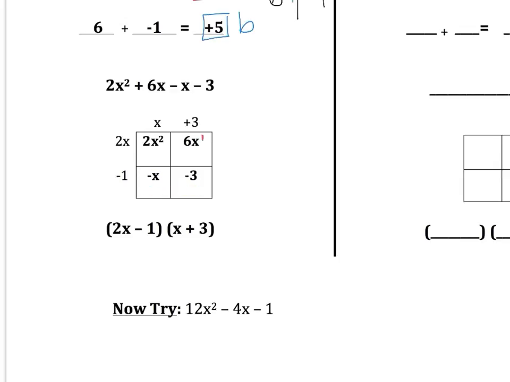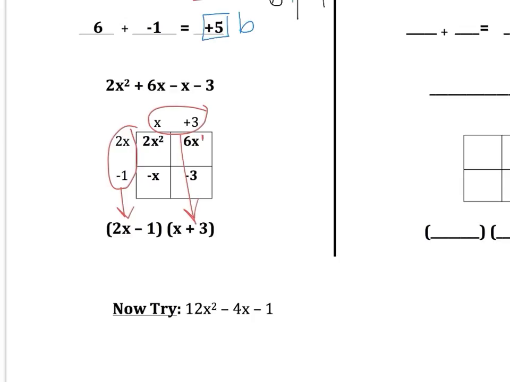This is -x and this is -3. The only thing in common is the -1. Now why did I decide to take a negative out? Because the first term in this row is negative, so you take the -1 out. Now once you do the GCF for the columns and the rows, you are done. These are your two factors, 2x minus 1 and x plus 3, and you're done. That's how you factor using the box method.